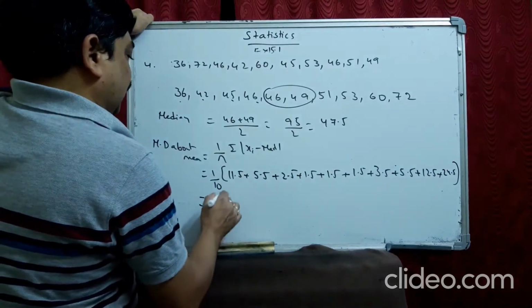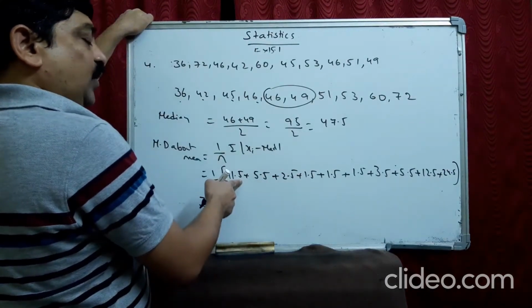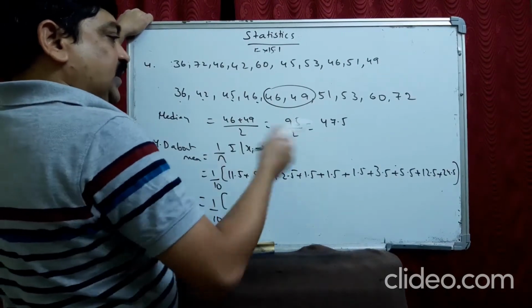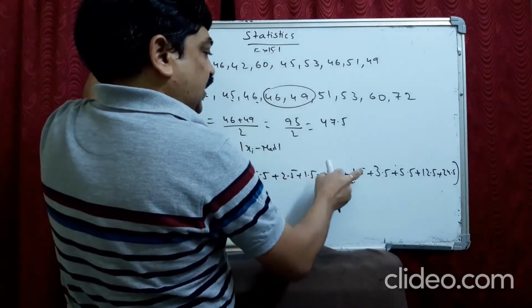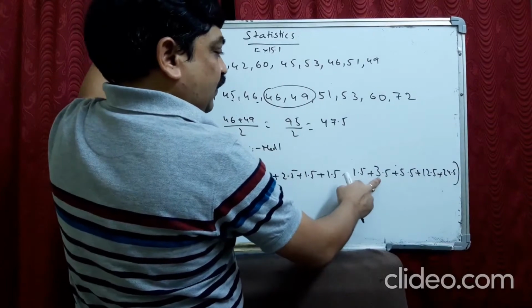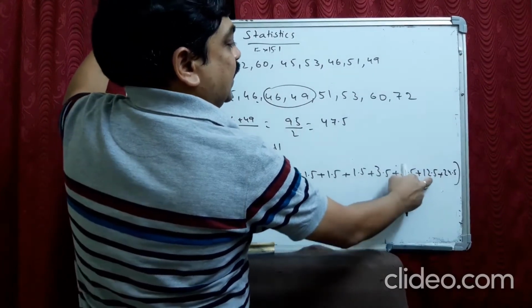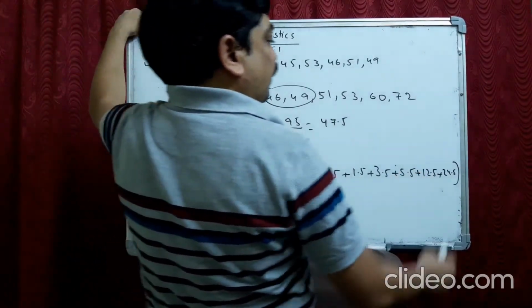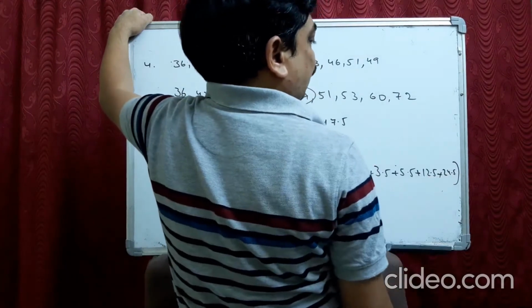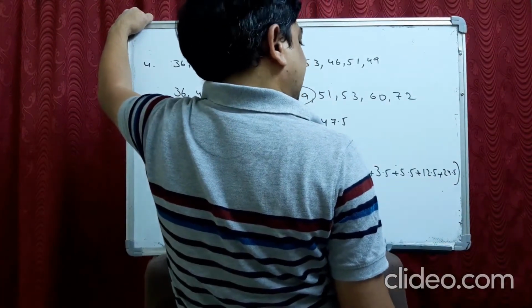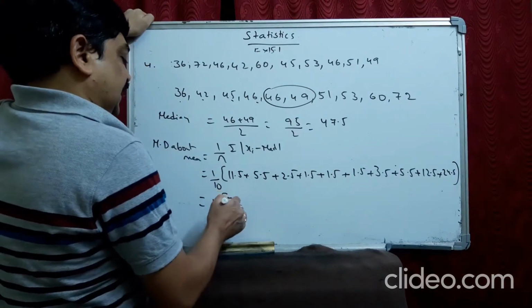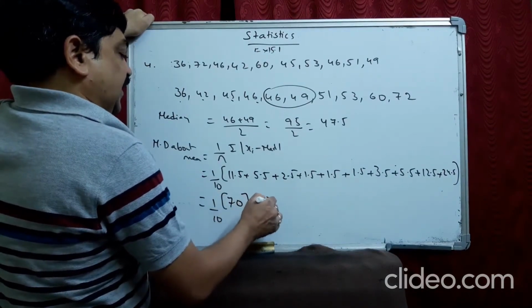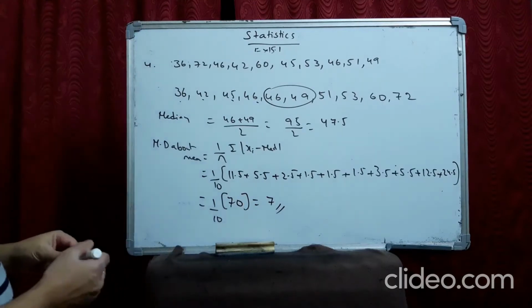Let us add all these. 1 by 10 of: the ten 0.5s make 5. Let us add the integers: 11 plus 5 is 16, 18, 19, 20, 21, 24, 29, 31, 41, 41 plus 24 is 65, plus 5 is 70. 70 by 10 is 7, right?